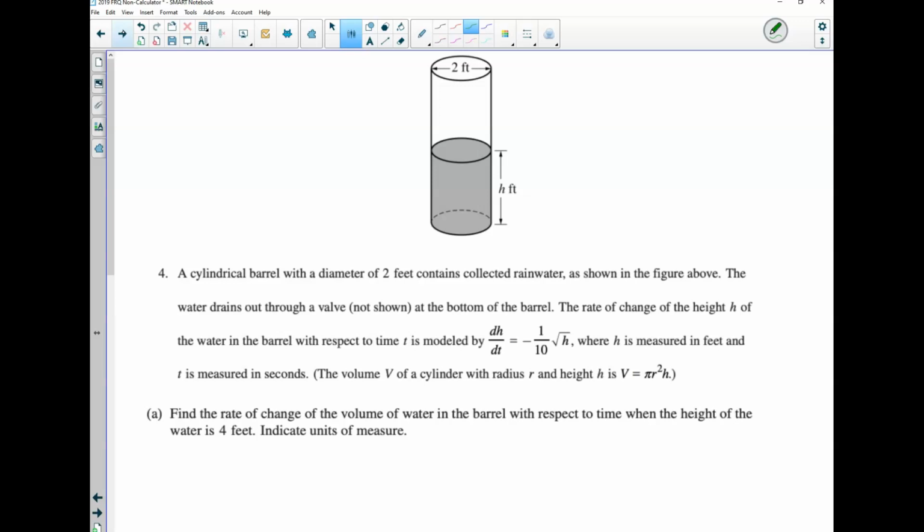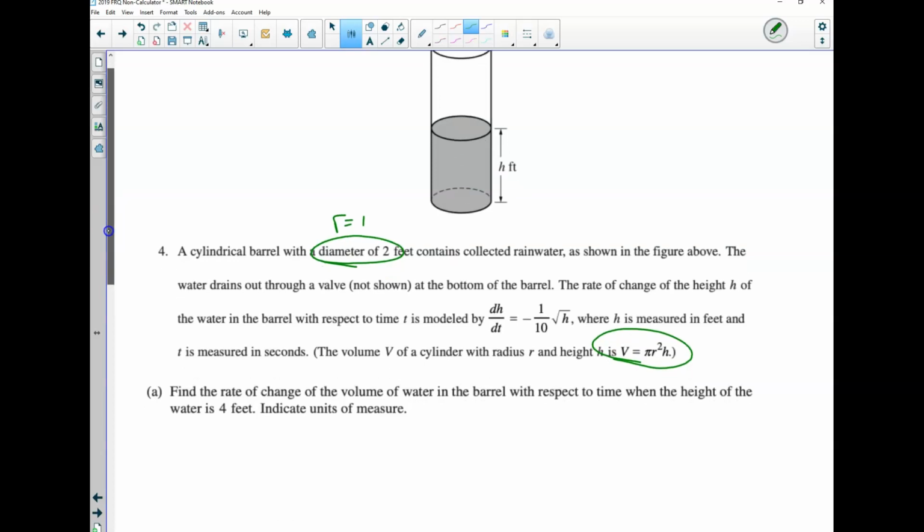So we have a cylindrical barrel with diameter 2. If the diameter is 2, my radius equals 1. It contains collected rainwater as shown in the figure above. The water drains out through a valve not shown at the bottom of the barrel, so it's leaking. The rate of change of the height of the water in the barrel with respect to time t is modeled by that ugly function, where h is measured in feet and t is measured in seconds. Volume of a cylinder, they're going to give you 99% of your geometric formulas.